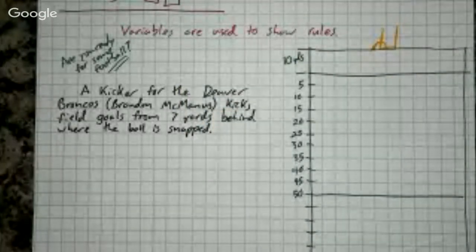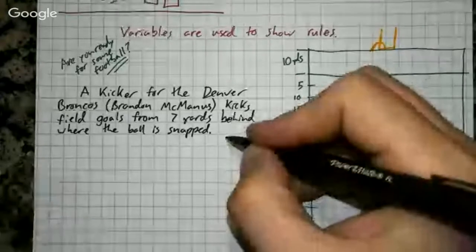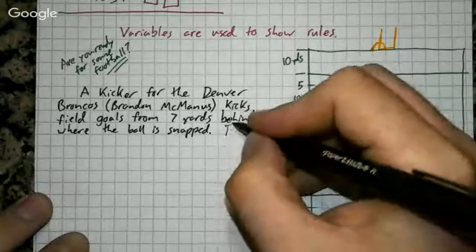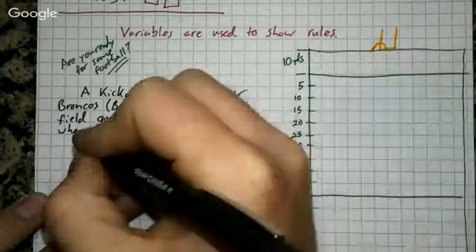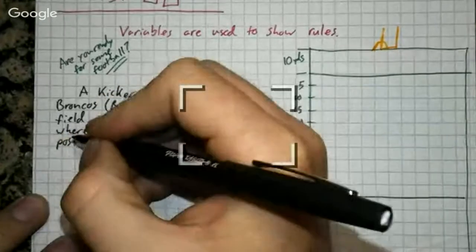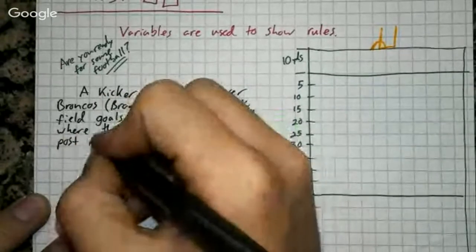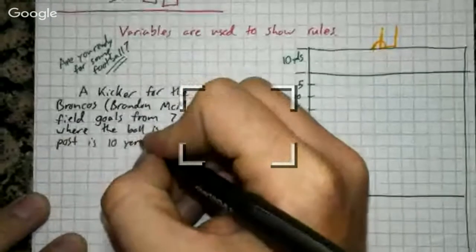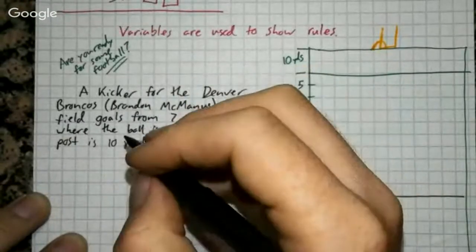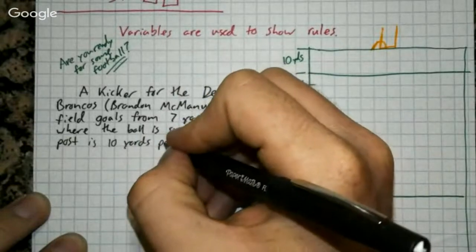So that's not the only thing we need to keep in mind. Also, the goalpost is 10 yards past the goal line.